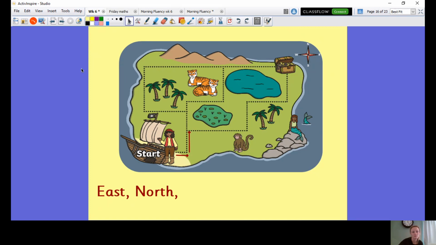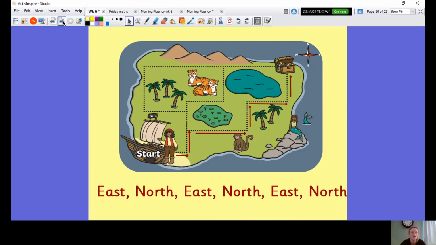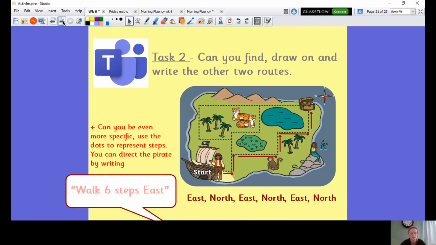Then he's going to go in an east direction past the monkey. So at the moment he's gone east, north, east. Which way is he going to go now? That's right, he's going to go north, so he's going to go up. Then we have east, and then we have north. So east, north, east, north, east, north. Fantastic, isn't it? So what I've done on Teams is that I've uploaded this image.